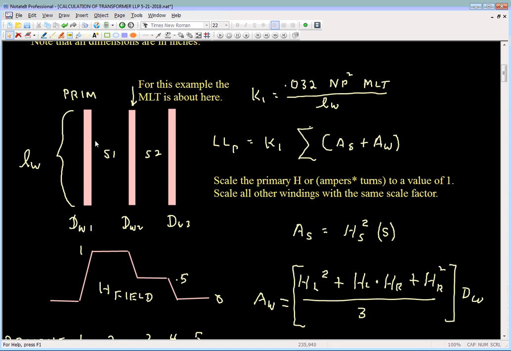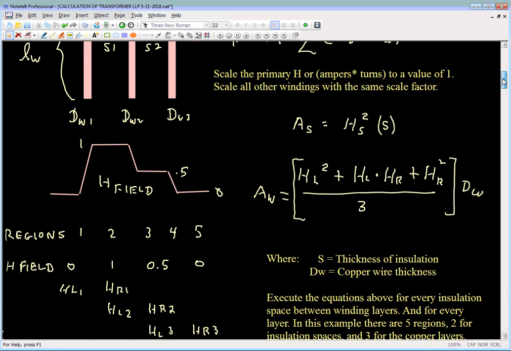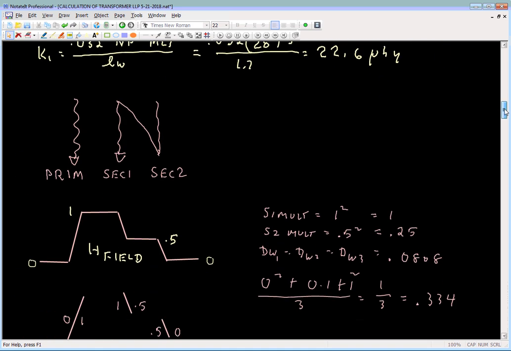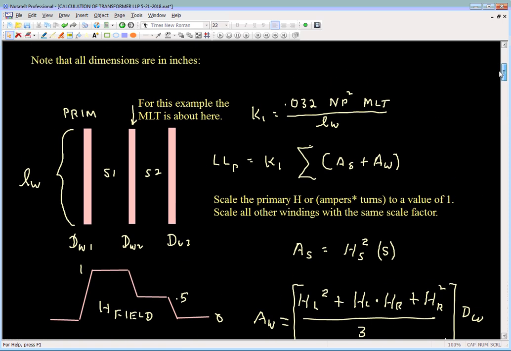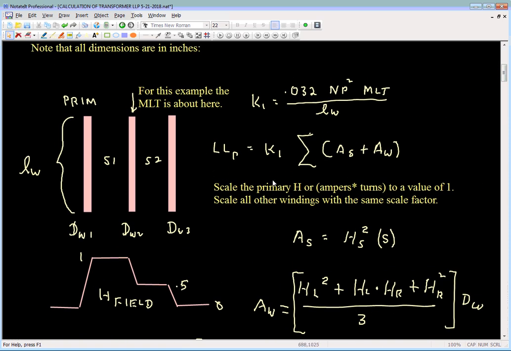This is the first example we're going to show you, the primary, two secondaries. I'm not sure it's the first example. Let me look here and see. Yes, it is. So that's the first example. First we calculate a parameter called K1, or you can lump this all in with these equations if you want to, but I usually calculate K1 because it's a constant parameter which we multiply to other parameters in these regions and in the copper to get the leakage inductance.